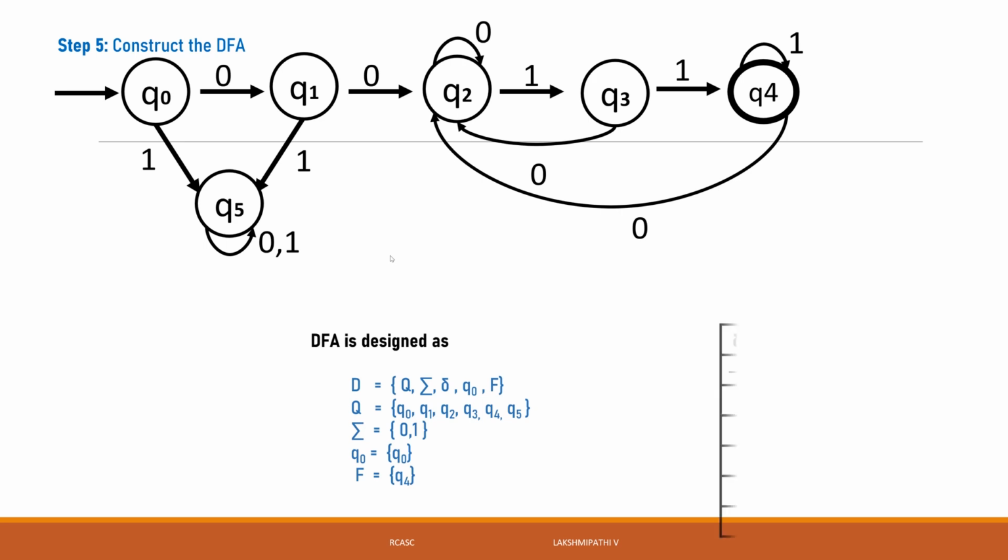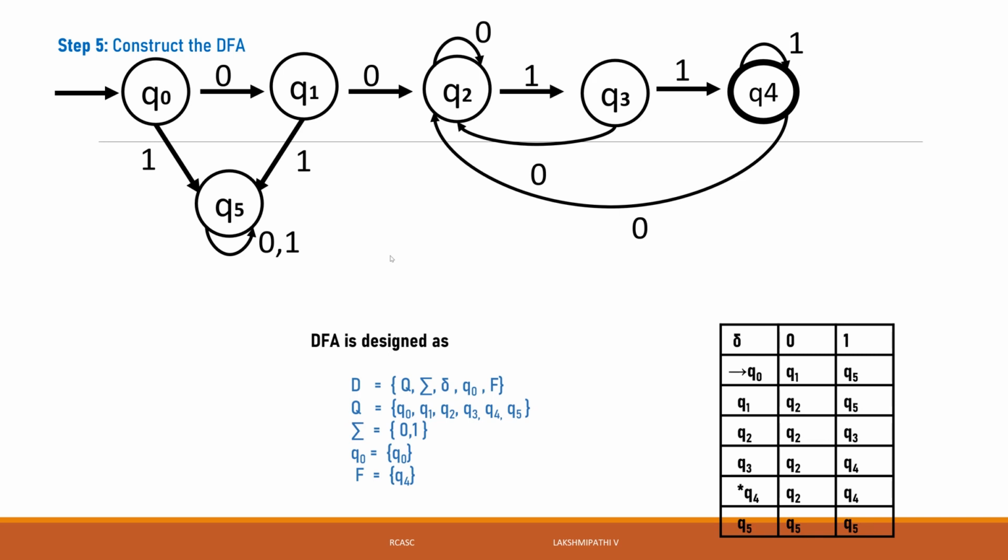Then we'll go for the transition table. Transition table means we need to show each and every state. We write the states in the rows, and column-wise the input symbols. The rows are states Q0, Q1, Q2, Q3, Q4, Q5. Q4 is the final state. Q0 is the starting state. The starting state we show with an arrow mark, and the final state we mark with a star.